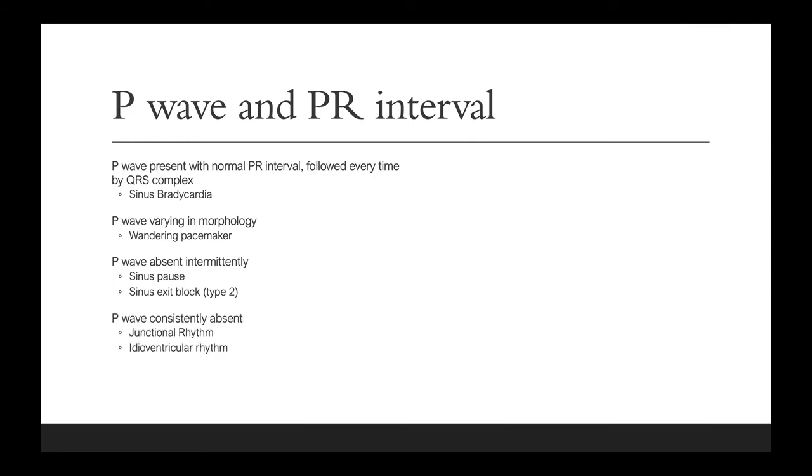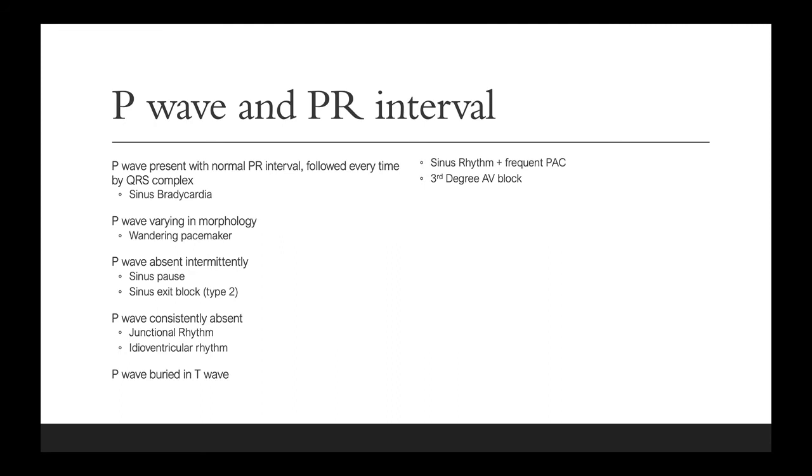If P waves are consistently absent, that might be a feature that this is junctional rhythm or idioventricular rhythm. So if you have a complex of bradycardia and there are no P waves seen, it could be the junctional rhythm or it could be idioventricular rhythm. How do we differentiate both of these? It's by the QRS complex. In idioventricular rhythm, the QRS will be broad. In junctional, the QRS will be narrow.